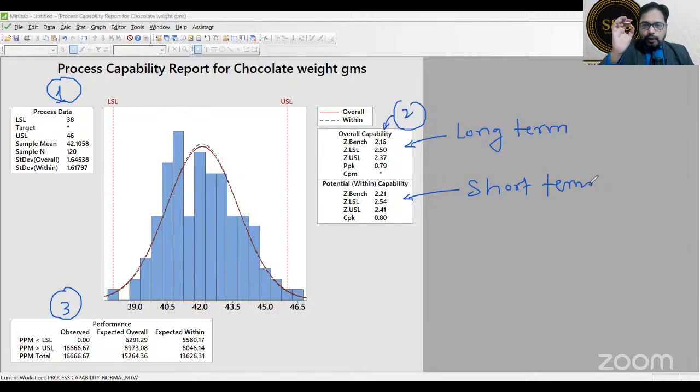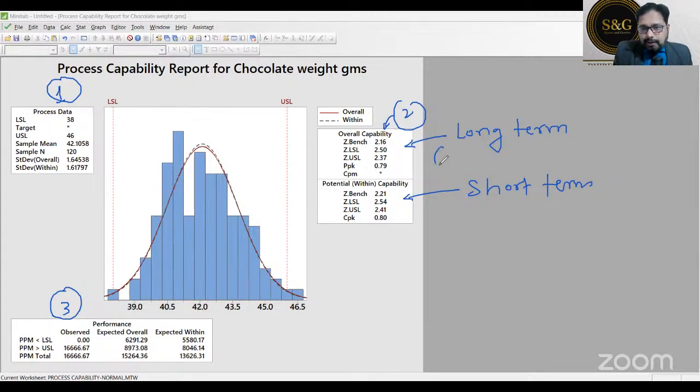Okay? Now, table number 2. In table number 2, overall capability denotes the long-term process capability, and within process capability shows the short-term process capability. Right? Now, what basically is long-term and short-term? It's very simple. In long-term, if you remember, we added all the 120 data points when we calculated standard deviation overall. Okay, we added all 120 data points. So in the long term, all extreme values are calculated. Okay, so in long term, make a note of this here.